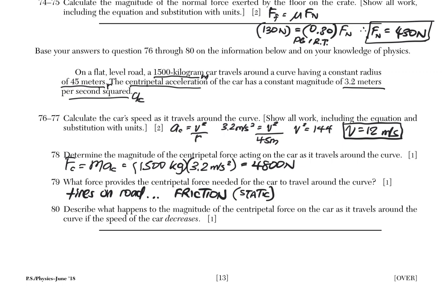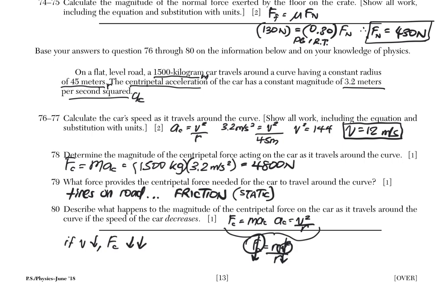All right, then 80. What happens to the centripetal force on the car as it travels around the curve if the speed decreases? So I know that centripetal force is m a_c, and a_c is v squared over r. So when you combine them, F_c is m v squared over r. If the speed were to go down, then the centripetal force would go down, because centripetal force is directly proportional to speed squared. So if speed decreases, centripetal force decreases. In fact, it decreases by a lot because speed is squared. So whatever happens to speed, the centripetal force is affected a lot.